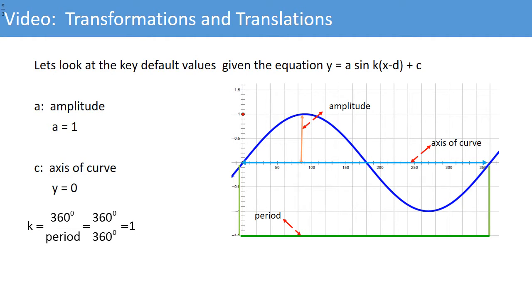Now we have a formula here for this. K is equal to 360 degrees divided by the period. The period by default is 360 degrees, so that's going to equal 360 degrees divided by 360 degrees, which is 1. So the default K value is equal to 1. D is the horizontal starting point. The default would be at the coordinate 0, 0.